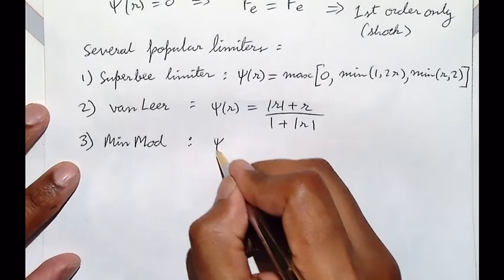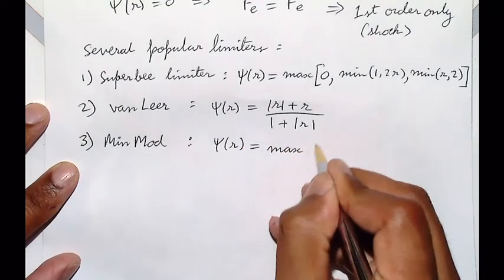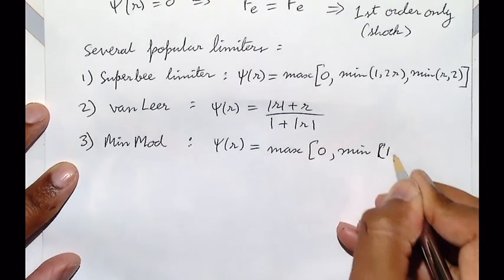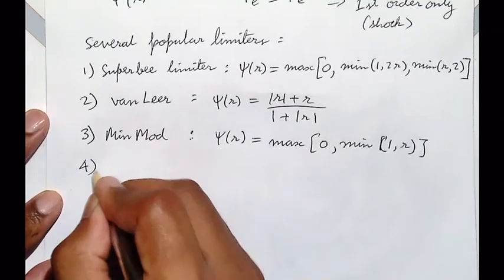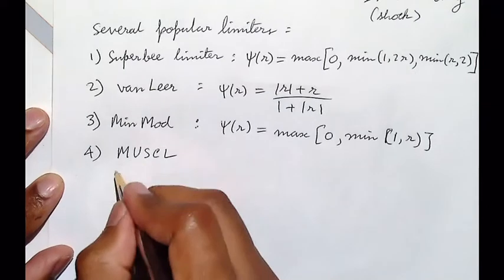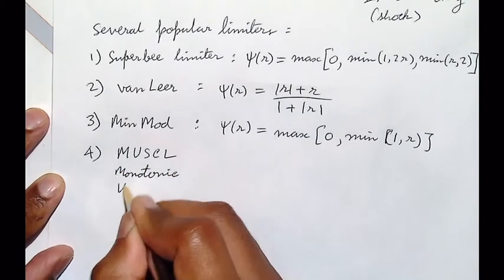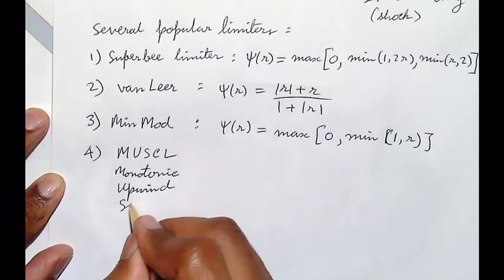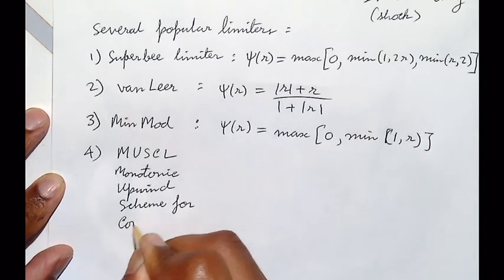So this is C of R equals max of 0, min of 1 and R. Okay, and then the last one is MUSCL. MUSCL means monotonic upwind scheme for conservation laws.